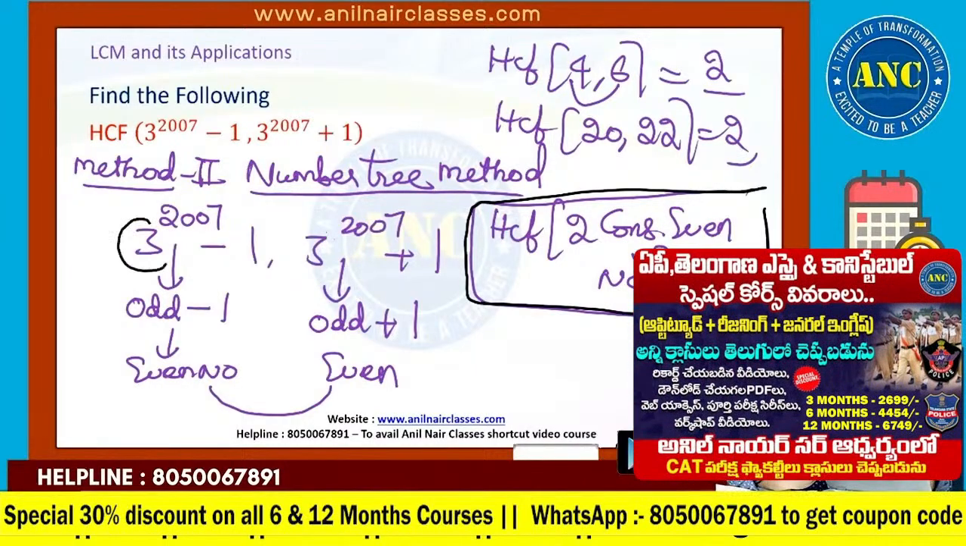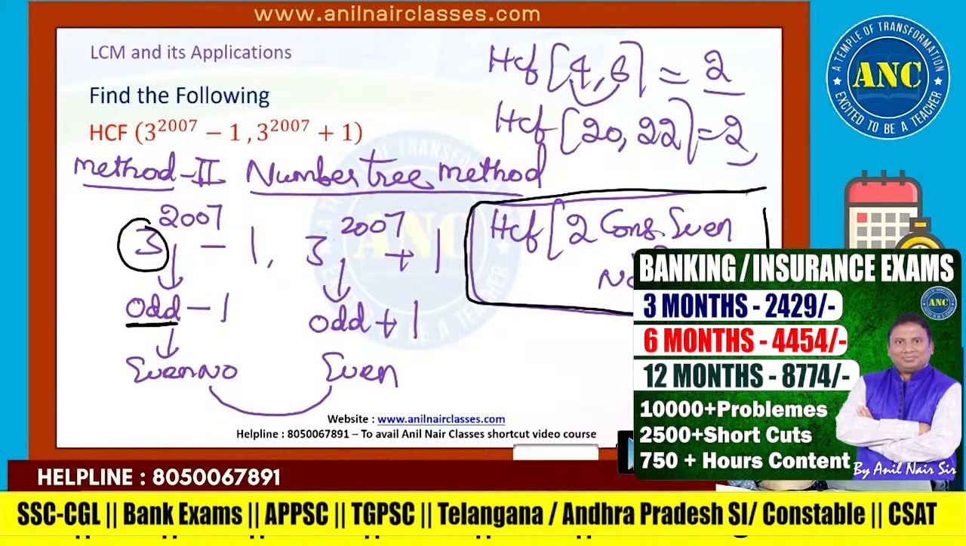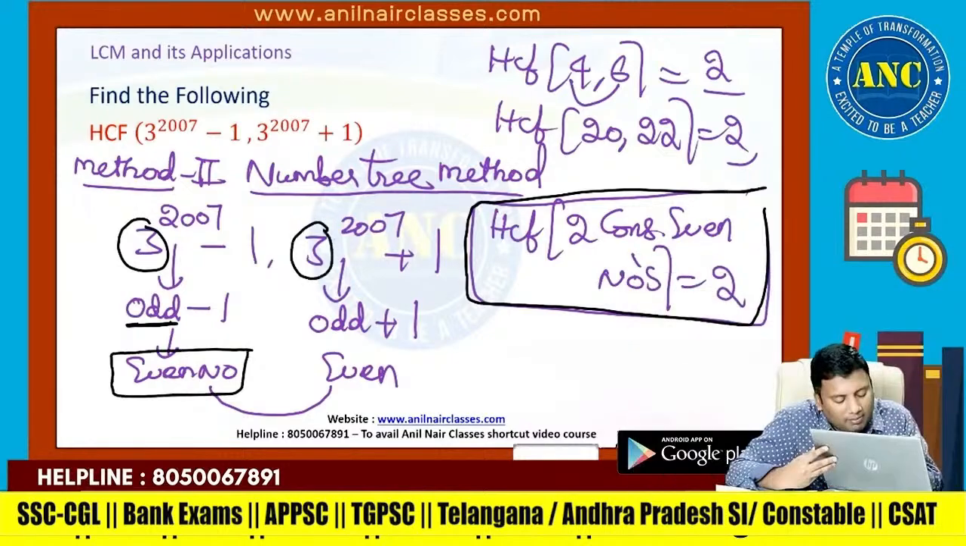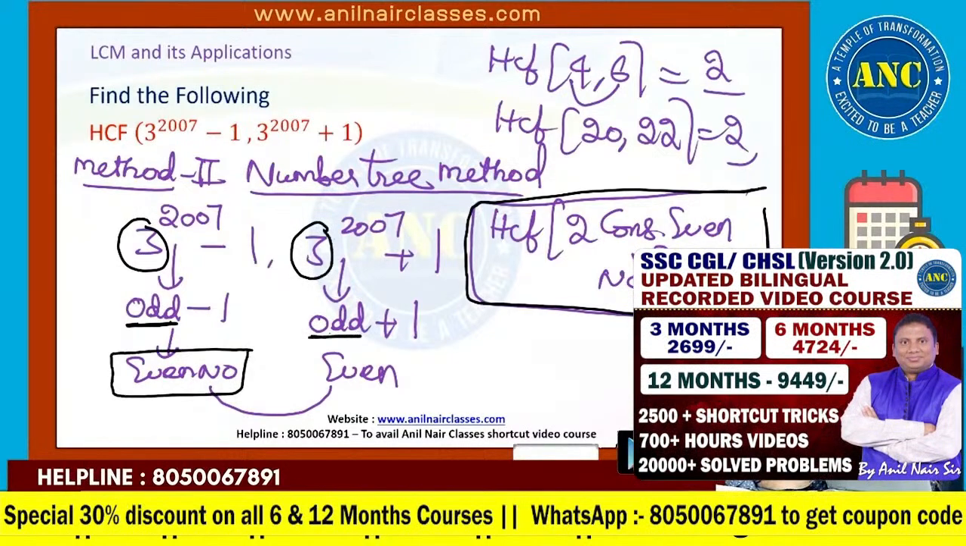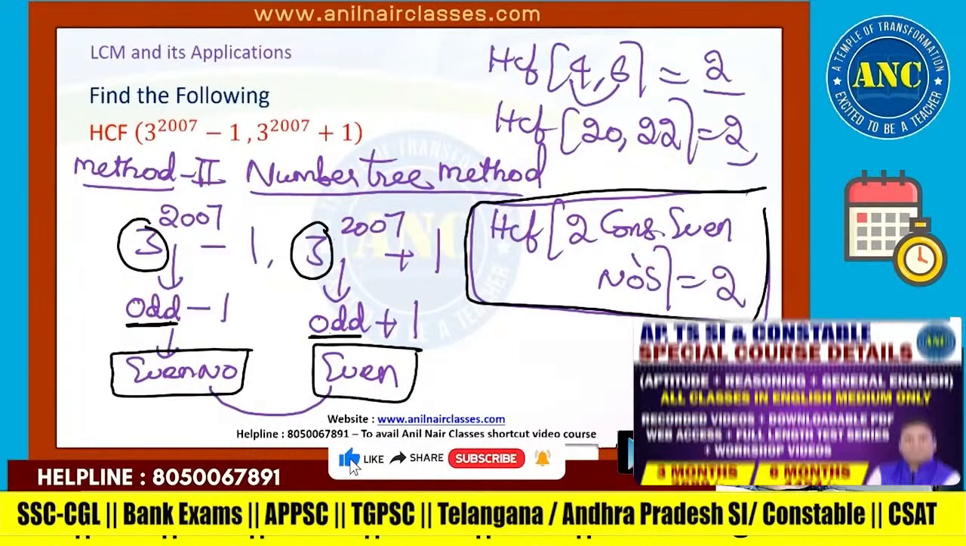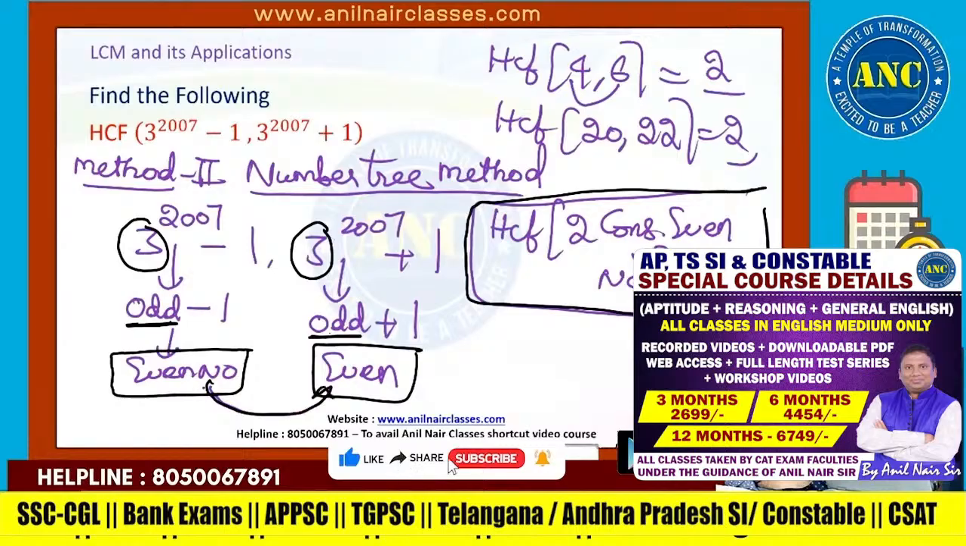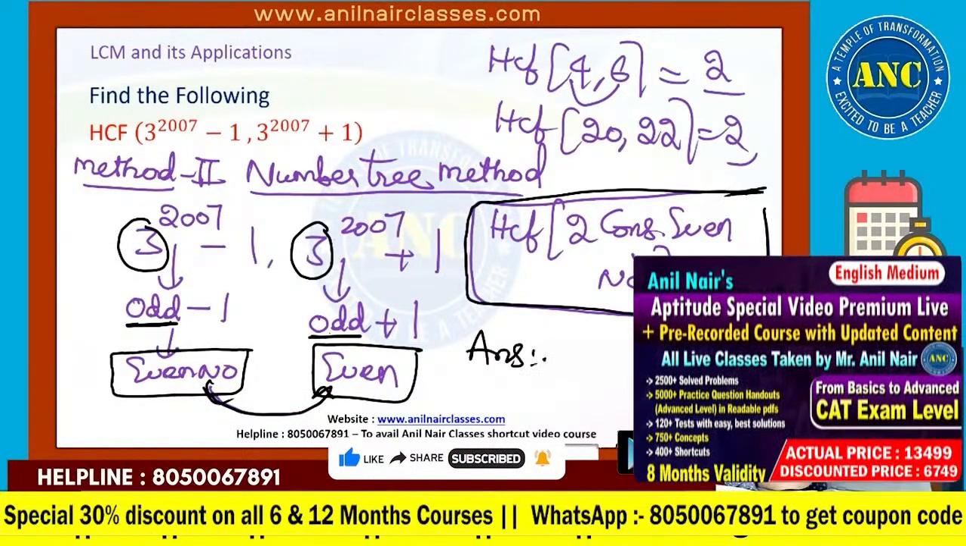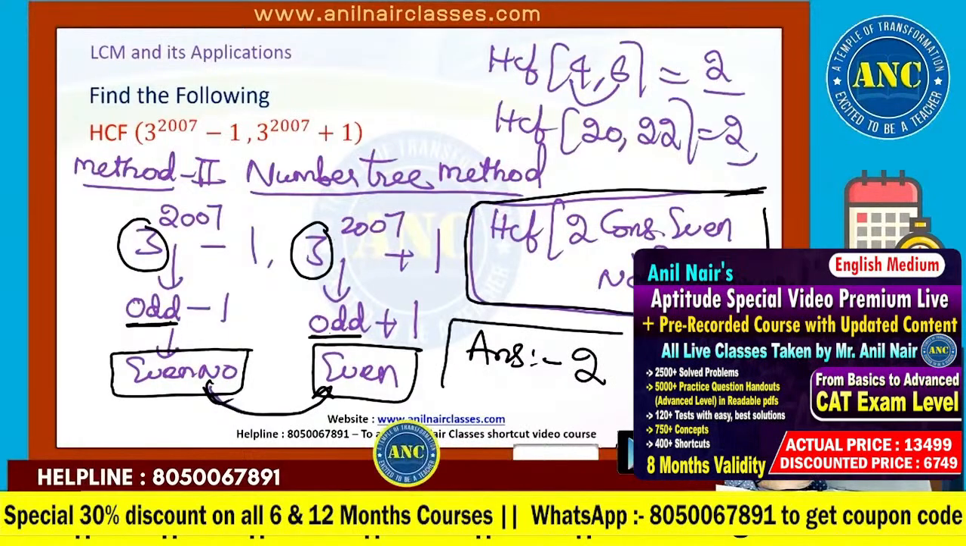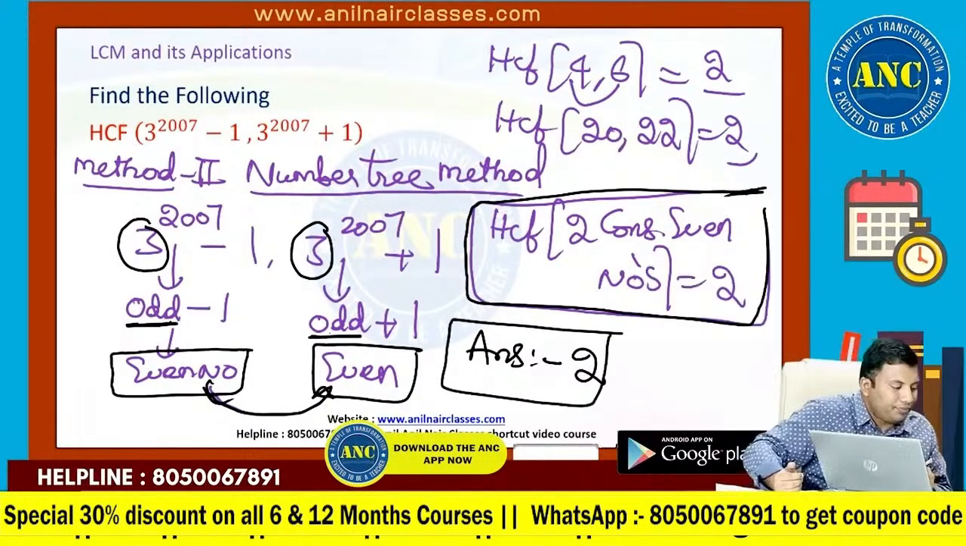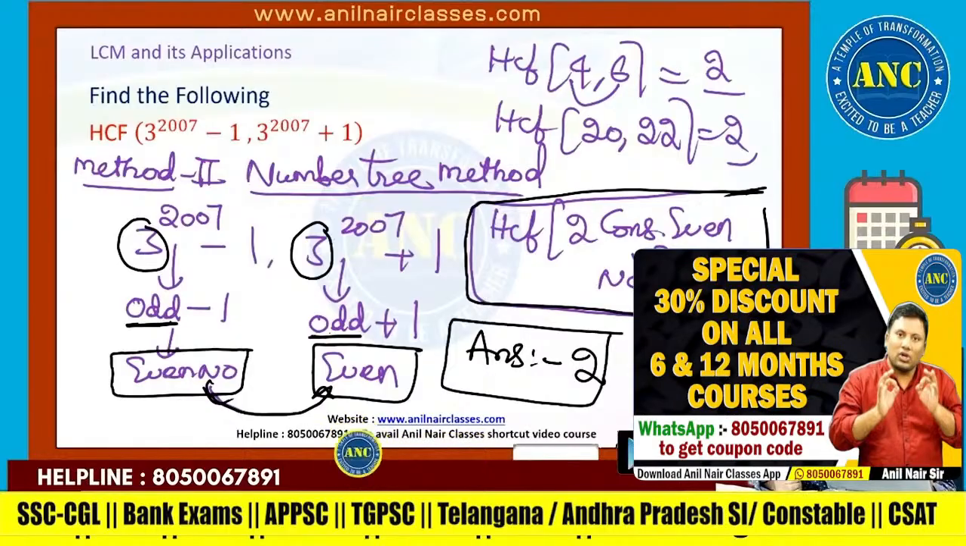3 is an odd number. Odd power any number is an odd number. Odd minus 1 is an even number. Odd plus 1 is an even number. These two are consecutive even numbers, and the HCF of consecutive even numbers is 2. Method 2, by using the number tree method, the answer is 2.